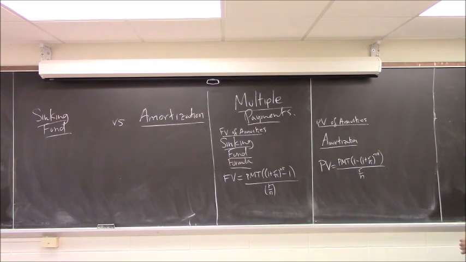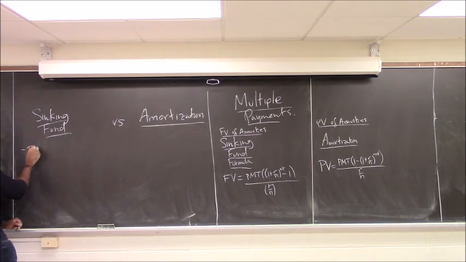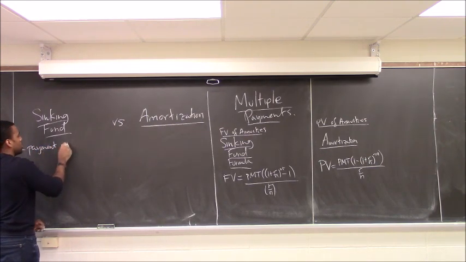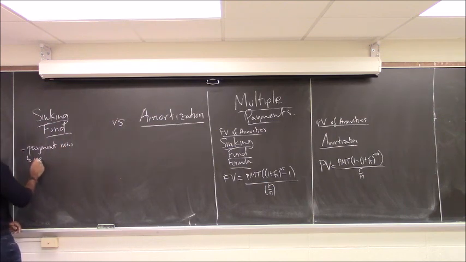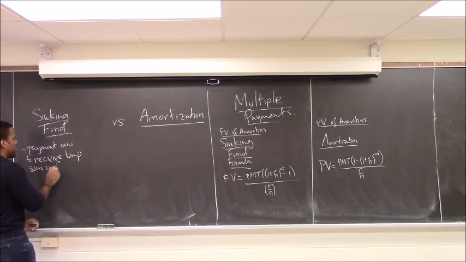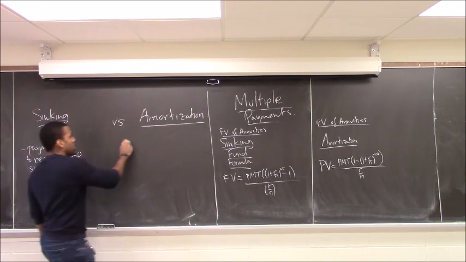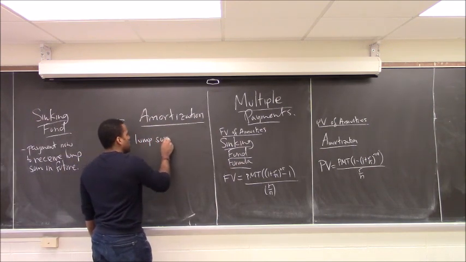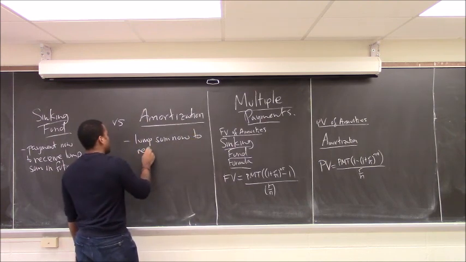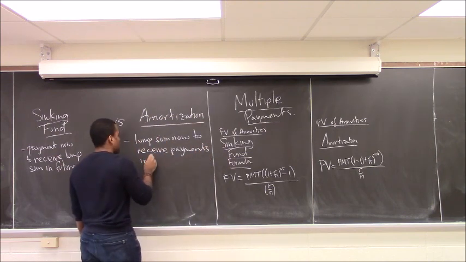The perspective is going to be different for each. For sinking fund, what you want to realize is you're making payments now, or over some term, to receive a lump sum in the future. If that's the goal, however the problem is phrased, you're supposed to be thinking of this formula. This one is saying, well, lump sum now to receive payments in the future. Emphasis on the s, multiple payments.